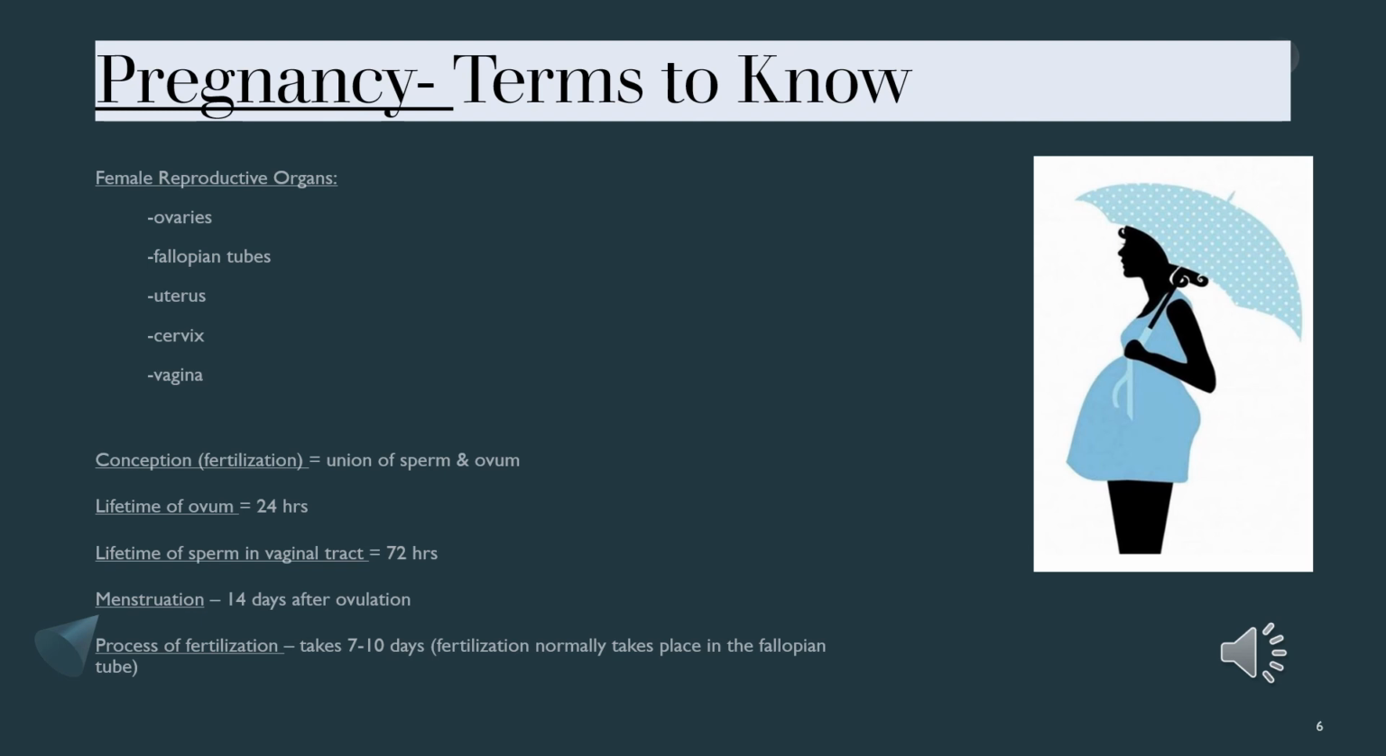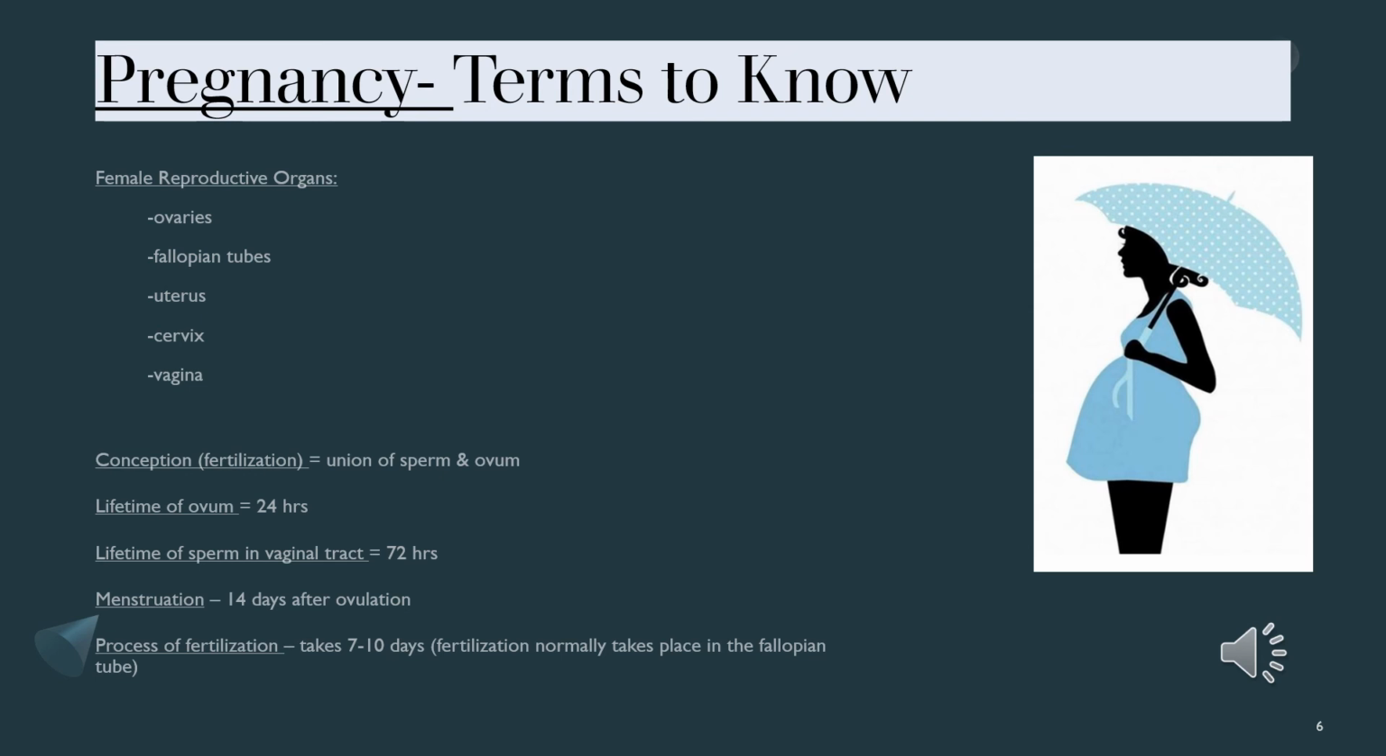Okay, so we will be talking a lot about the female reproductive organs in the first half of this class as it relates to childbirth and having a baby. So please review your anatomy, the ovaries, fallopian tubes, uterus, cervix, and vagina. All those pieces will be important, and we will be discussing them quite a lot.